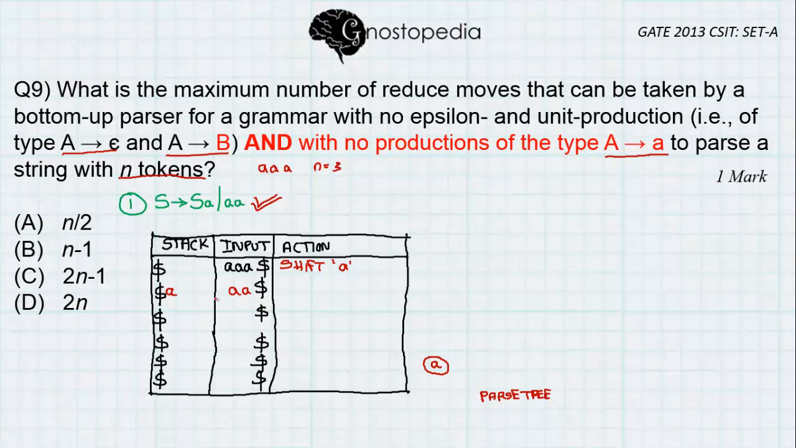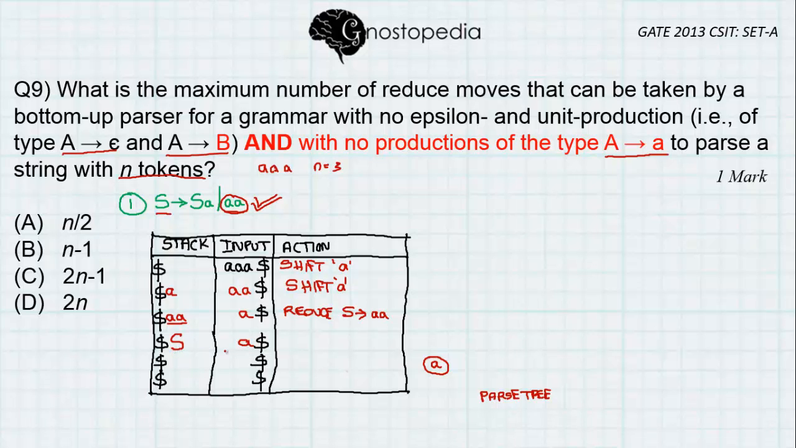Next, again we shift. Let's see, so now I have 2 A's shifted. Now we keep shifting until we find a handle. A handle is nothing but the right hand side of a production which can be replaced by the LHS of the production, and that is called a reduce move. Hence I reduce using S gives AA, and now AA can be replaced by S. So capital S is here and we have an input A left.